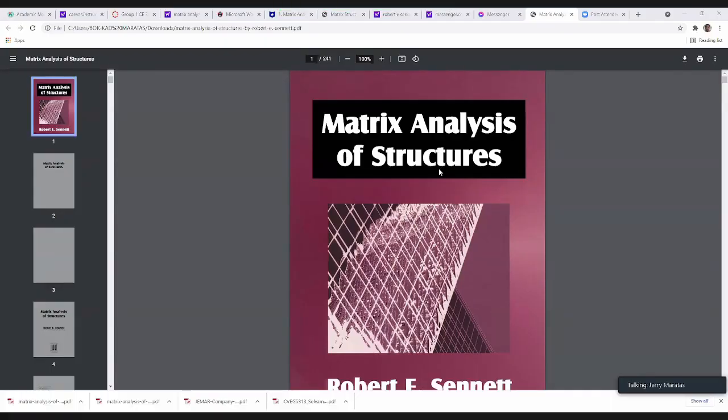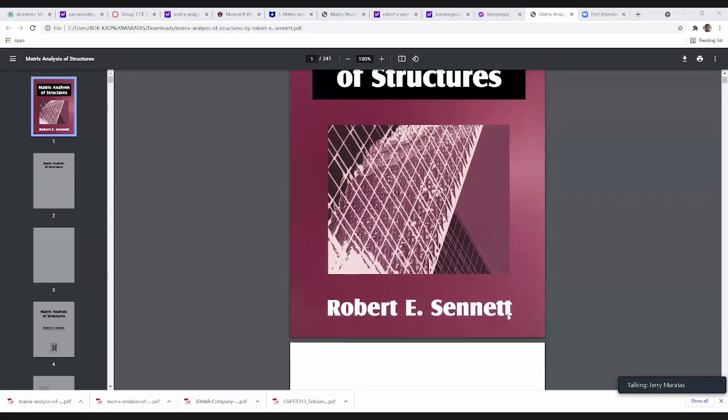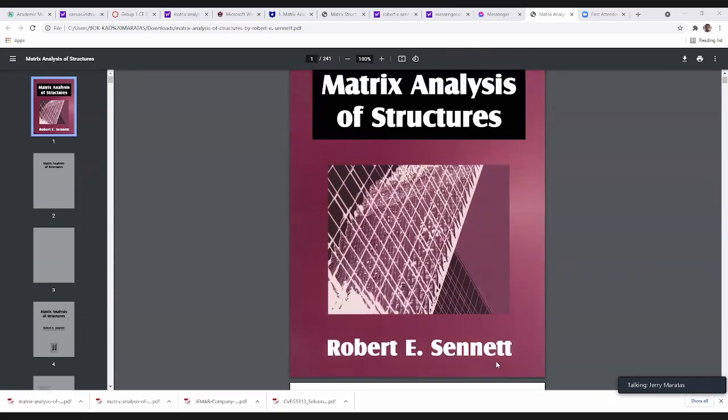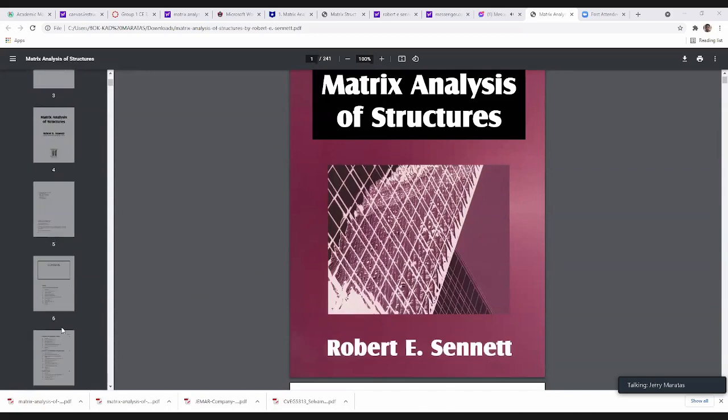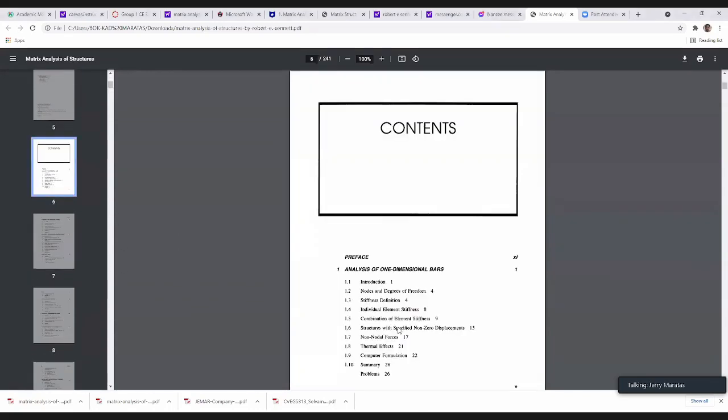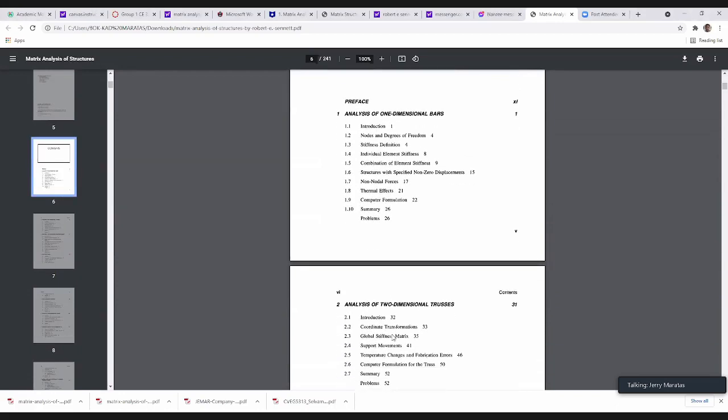Textbook, no? So Matrix Analysis of Structures by Robert E. Sennett. So I will download it on Canvas. Okay. So in here, these are the contents, no? These are our topics in our discussions.